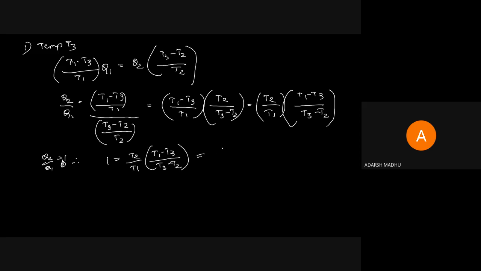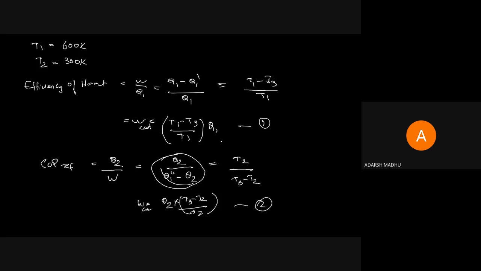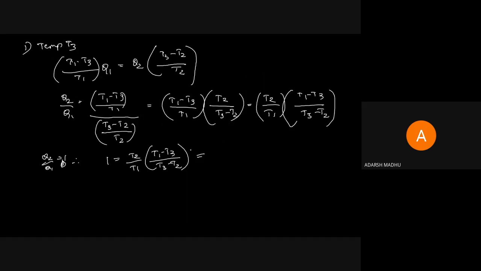That is T2 by T1, which means 300 by 600. 300 by 600 into 600 minus T3 divided by T3 minus 300. So solve it. 300 by 600 is 3 by 6, that is 1 by 2. So take the 1 by 2 here.